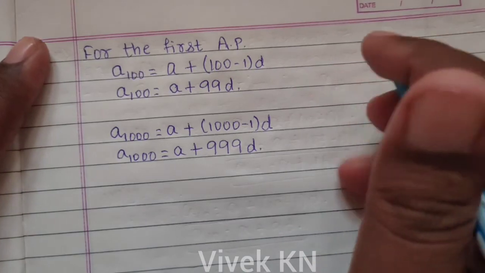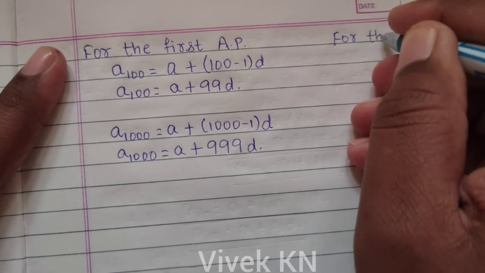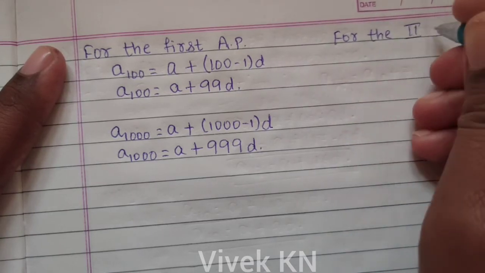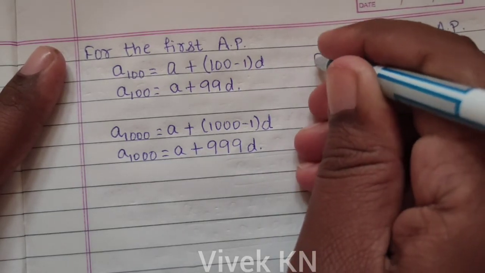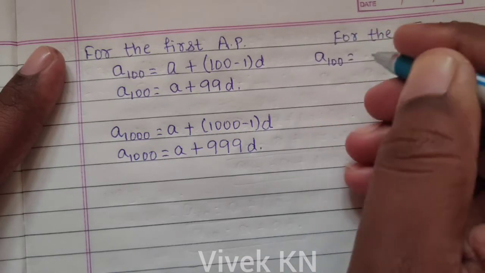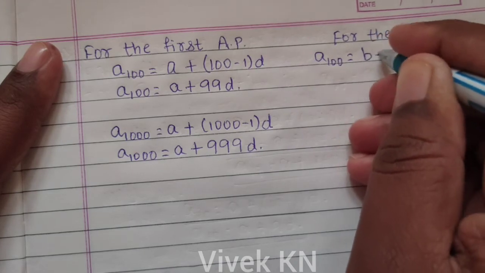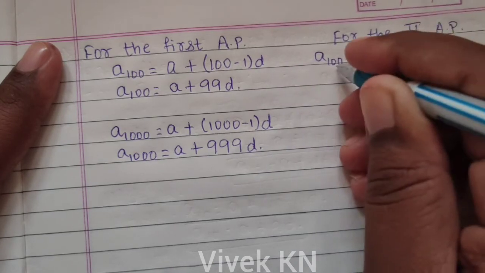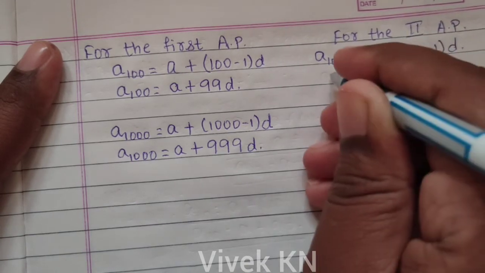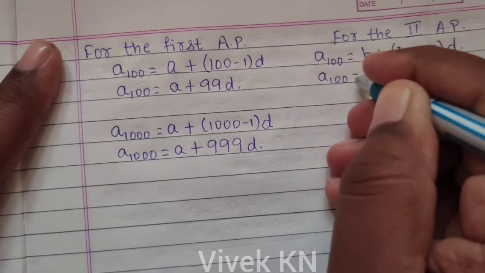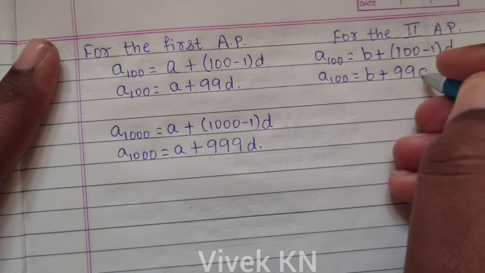Similarly, we have to write for the second AP. For the second arithmetic progression, a100 is equal to the first term b plus (n minus 1) into d, with n equal to 100. That is, a100 is equal to b plus (100 minus 1), 99, into D.